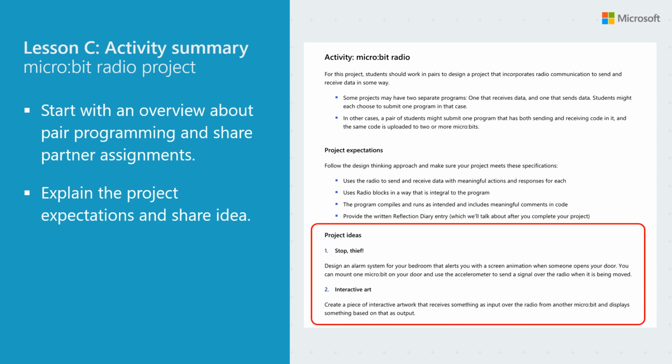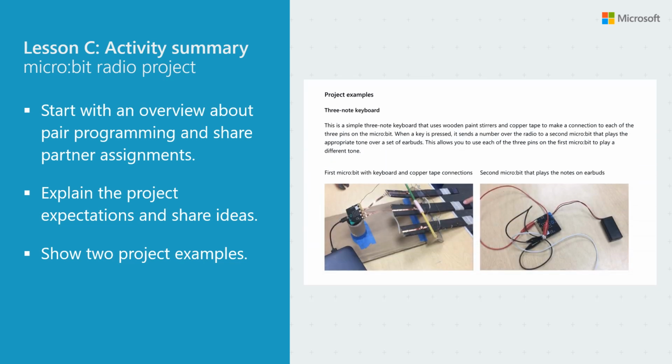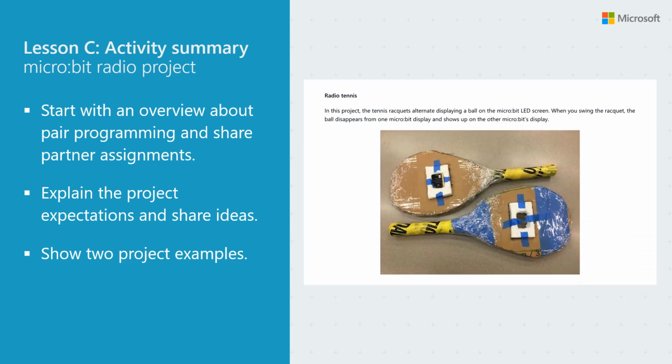Now, there are two different project ideas that you can share with them. One of them is called Stop Thief, which is the always popular bedroom alarm. In case somebody goes into your room, you'll set an alarm off. And interactive art is another one. And there are two project examples that you can show them. One of them is a very simple sort of 3-note keyboard. And the other one is a radio tennis game.